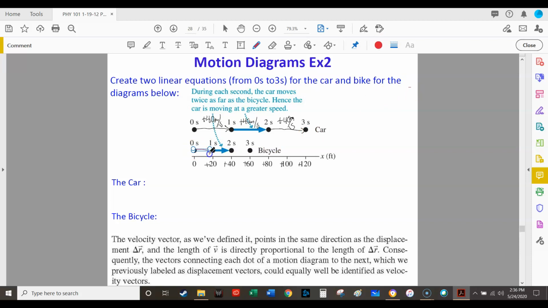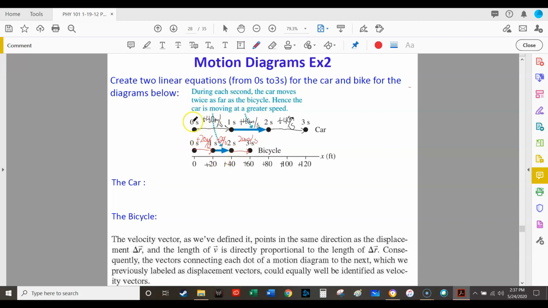The bicycle, I'm going to use red to describe the bicycle. The bicycle is moving to the right as well, right? Its initial position, at 0 seconds, is at 0 meters. It moves to the right 20 meters, so its displacement is going to be 20 meters for every second. This is 20 meters for every second. Another 20 meters for this last second. Okay? Right?